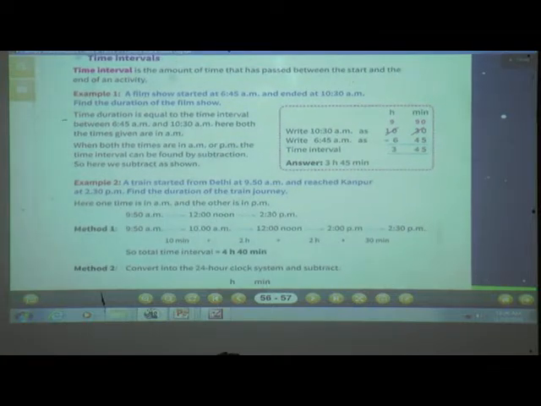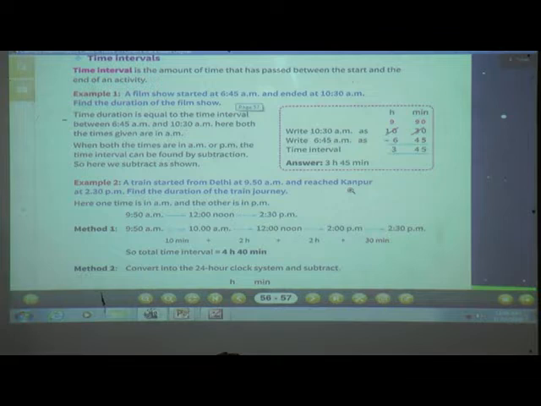See example number 1. A film show started at 6:45 a.m. and ended at 10:30 a.m. Find the duration of the film show. So now here time duration is equal to the time interval between 6:45 a.m. and 10:30 a.m. Here both the times are given in a.m. only.